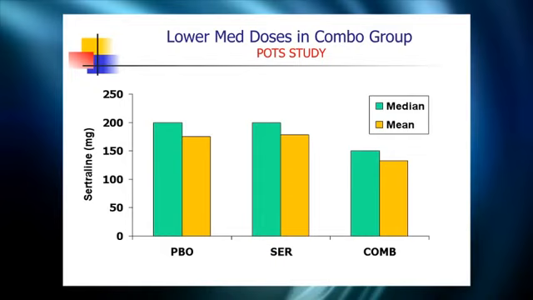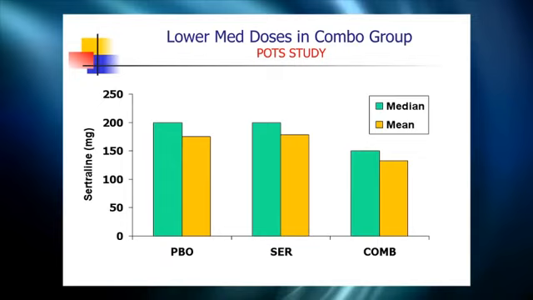The other thing that's interesting about the POTS study is that the kids in the combined treatment that received CBT and medication had much better outcomes on significantly lower doses of medication than the medication-only group. So if you're going to be adding medication to CBT, you may be able to get by with lower doses.